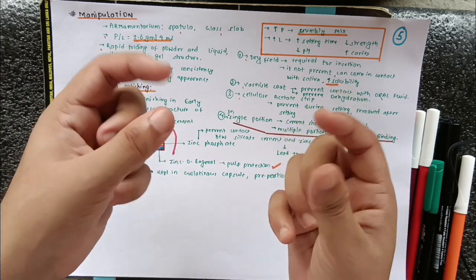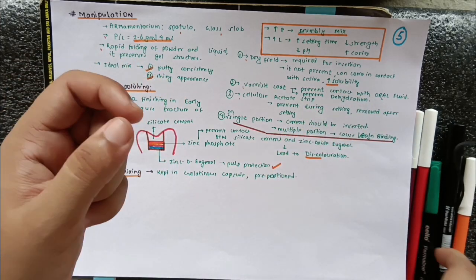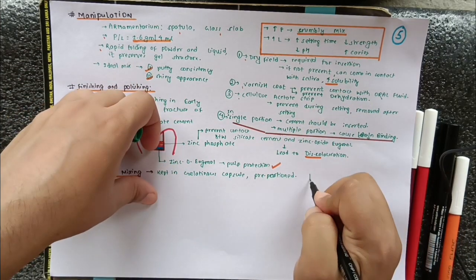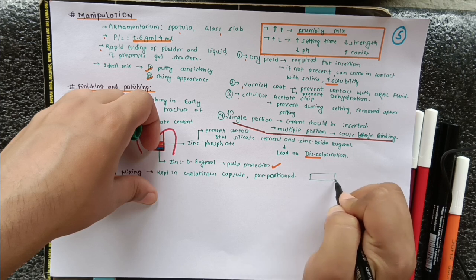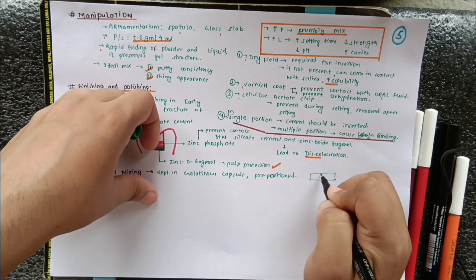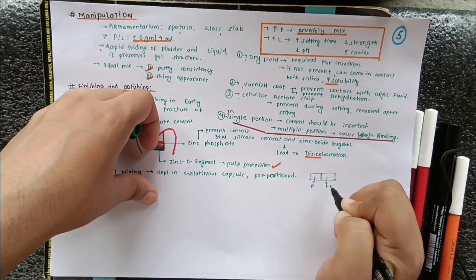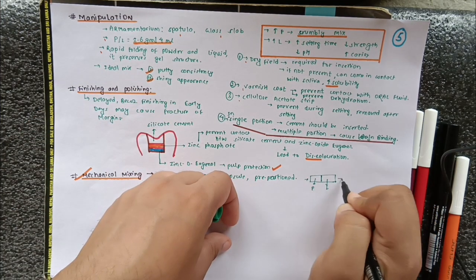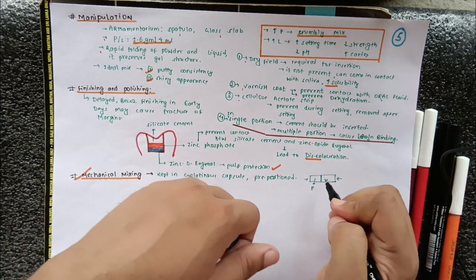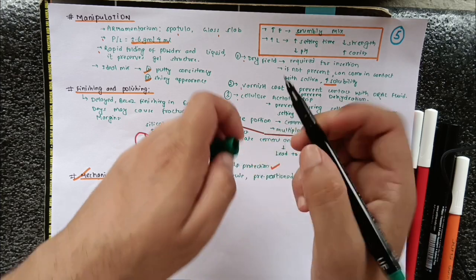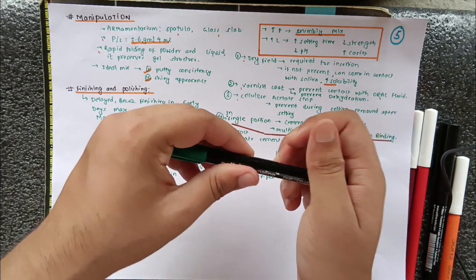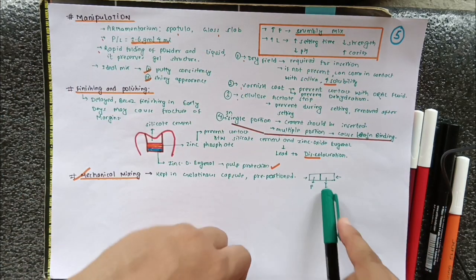I will draw a picture. Think this is a capsule, as we have seen an amalgam capsule in our dental school. If this is a septum, and this side is powder and this side is liquid, we press from both sides, the septum breaks, and the powder and liquid are mixed in a proper manner. So it is quite similar to a dental amalgam capsule.